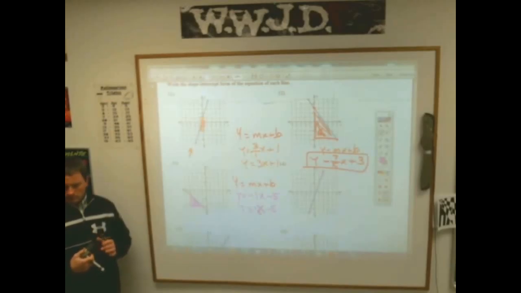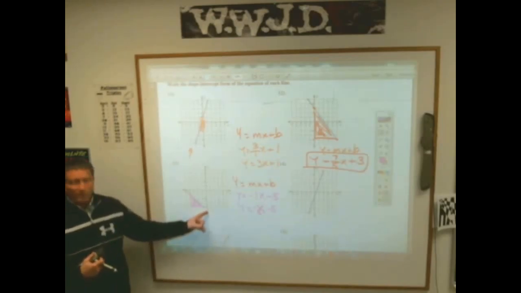Will the b always be on, wait, which one will it be on, the y or x axis? Y. But B negative is always, -5 is on the x axis. Negative 5 on the y-axis as well.